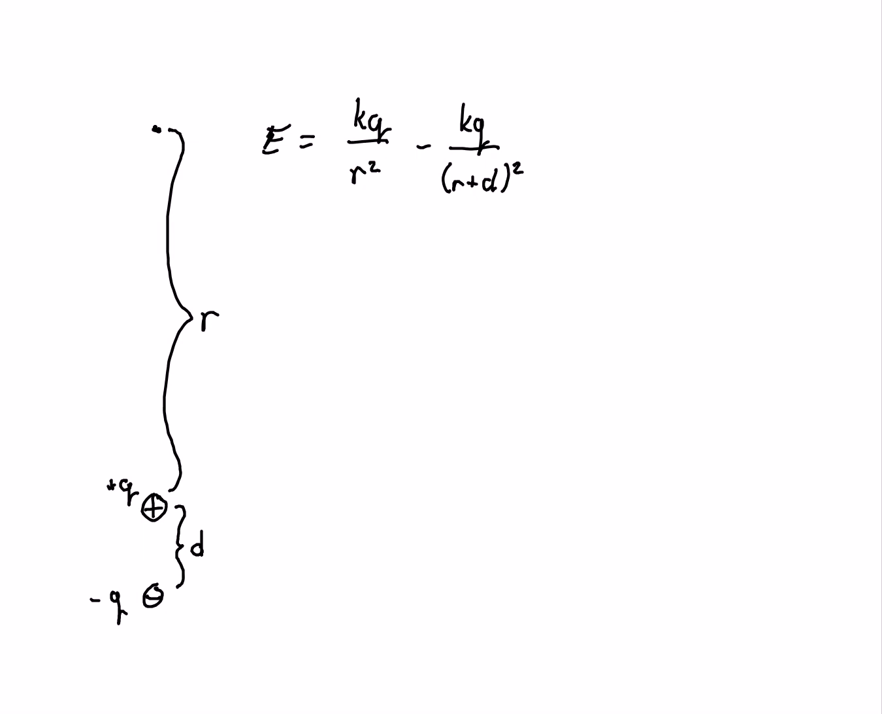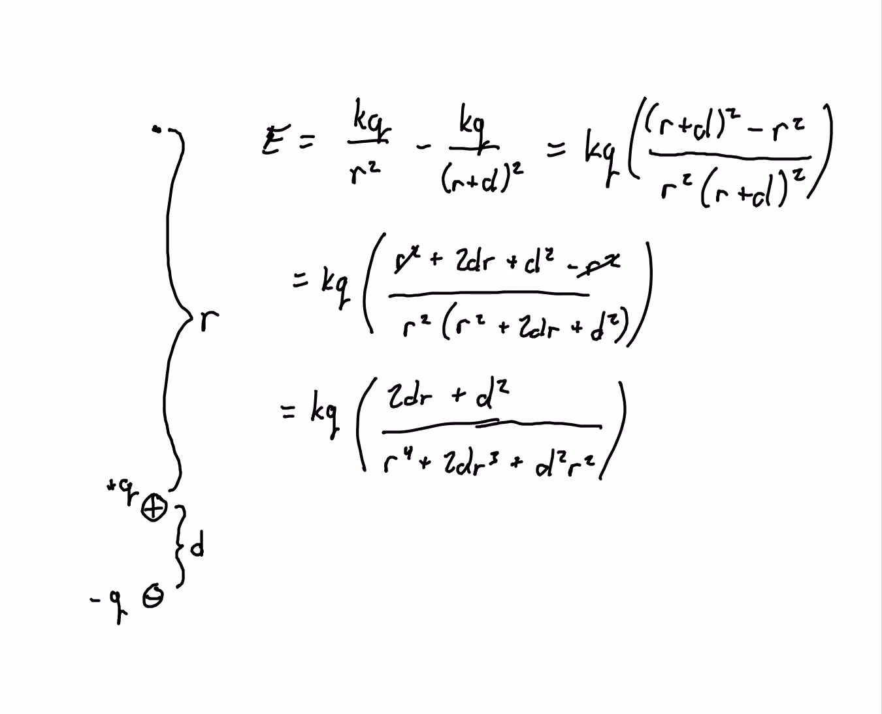So let's do some algebra. Now, at this point, we should remember that d is much, much smaller than r. So here, where we have 2dr and d squared, we can drop the d squared, because you take a small number, you square it, you get really, really ridiculously small. d is much smaller than r, so d squared is going to be much smaller than 2d times r. So we can drop this whole d squared on top.